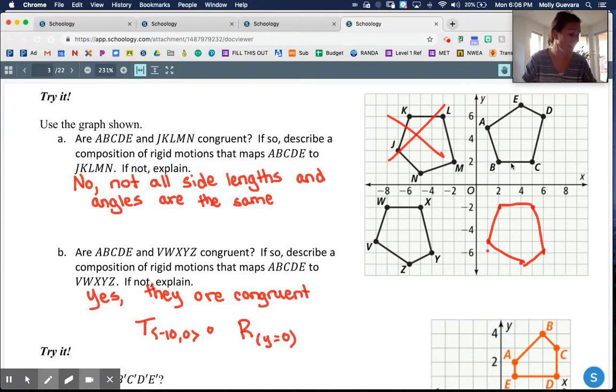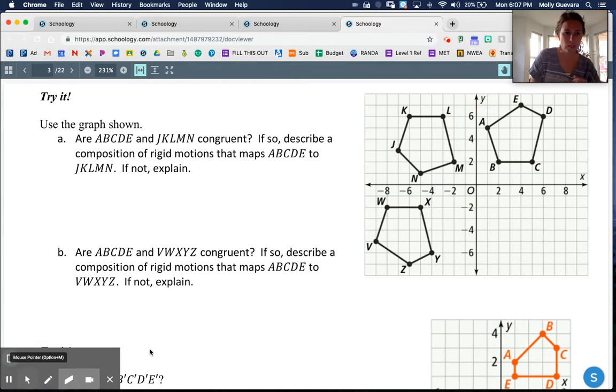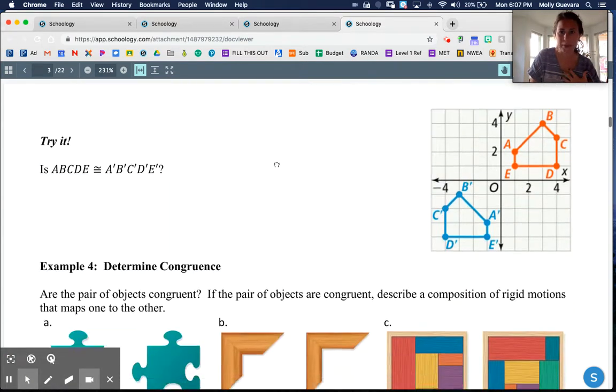And as I even look at my notes, I did it differently last year, just because there's so many different options going on, okay? So then I just took this point and I slid it so that it matched up here. So that was left 10 units, and that was up 0 units, or down 0 units. Okay? We're going to try this one more time.